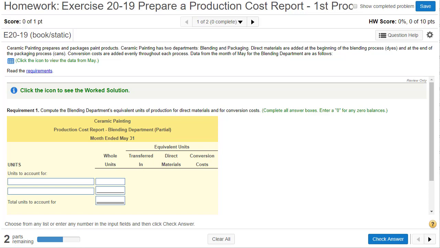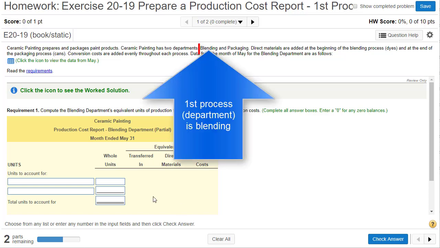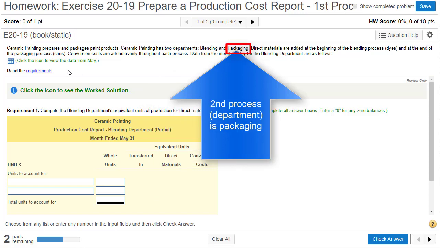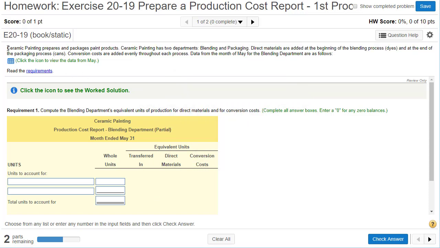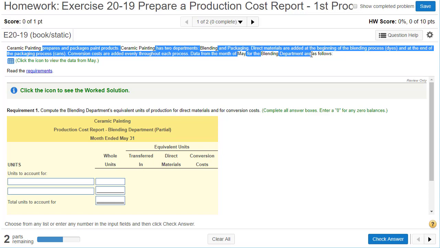Exercise 20-19, we're going to prepare a production cost report for the first process of a two-process company. Ceramic painting prepares and packages paint products. Ceramic painting has two departments, blending and packaging. Direct materials are added at the beginning of the blending process, and these direct materials are dyes. And at the end of the packaging process, cans.